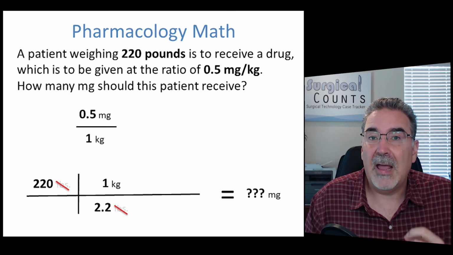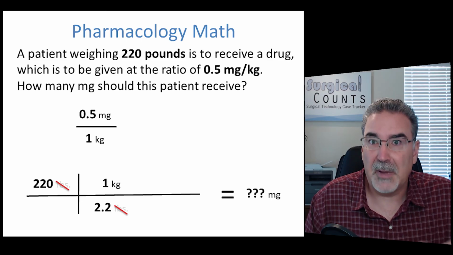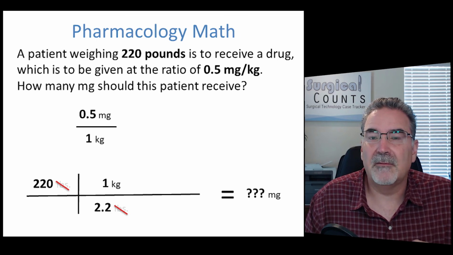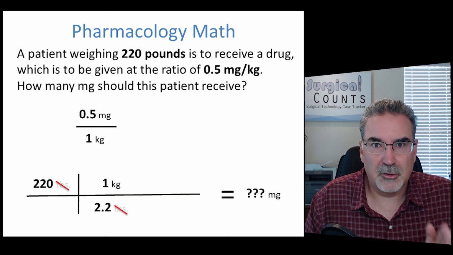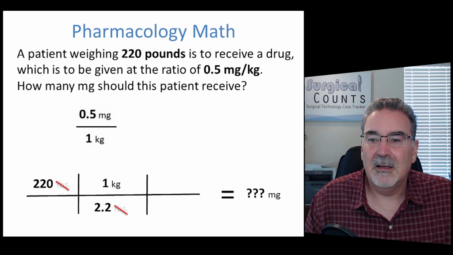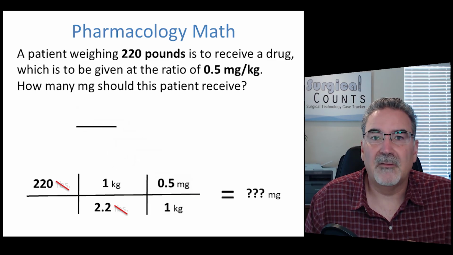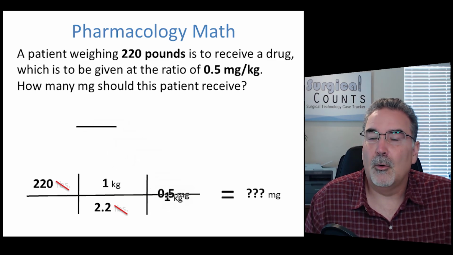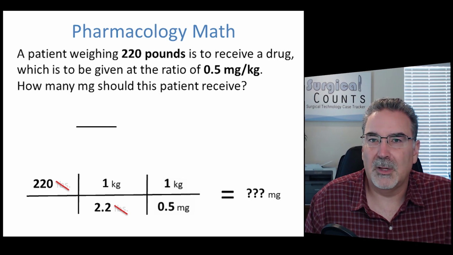And we have a relationship between kilograms and milligrams. In this case, kilograms of the patient's weight and milligrams of the drug. Don't get the two different weights confused. Now, that relationship is 0.5 milligrams for every kilogram. So how are we going to write this? Well, we're going to draw our vertical line to keep things neat. And then we're going to write it as 0.5 milligrams over 1 kilogram, or 1 kilogram over 0.5 milligrams.